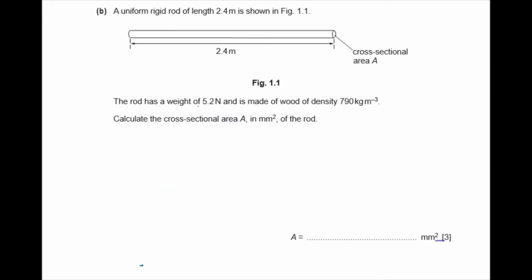1B, a uniform rigid rod of length 2.4 meter is shown in figure 1.1. This is the length. The rod has a weight of 5.2 Newton and is made of wood of density 790 kg per meter cube. Calculate the cross-sectional area in millimeter squared of the rod.